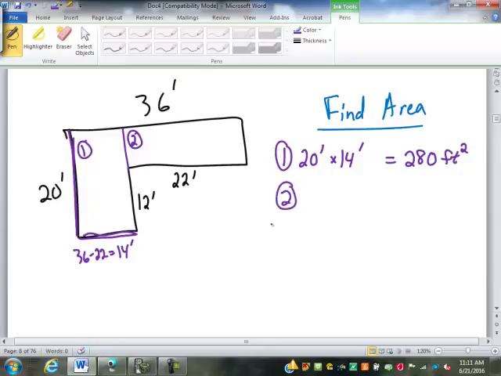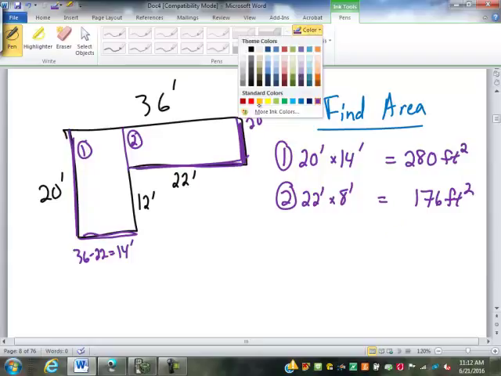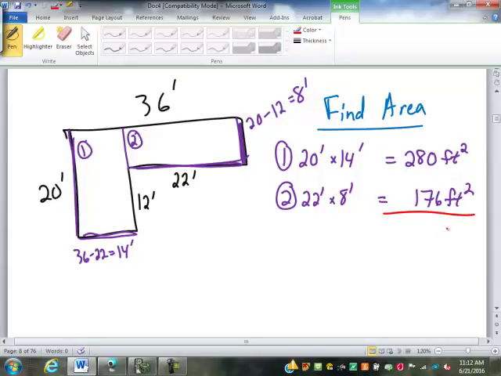Now for rectangle 2, we know this dimension is 22 feet by, what's this dimension? We found that one before too. That one's going to be 20 minus 12, which is 8 feet. So 22 times 8 is 176 square feet. So the area of this whole thing is found by adding those together to get 456 square feet. Any questions?